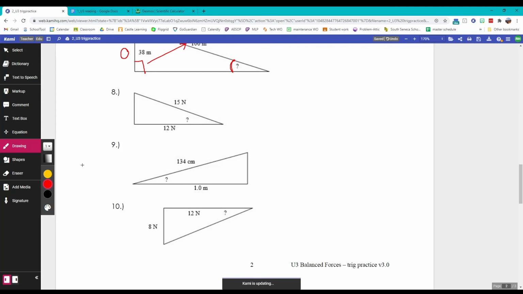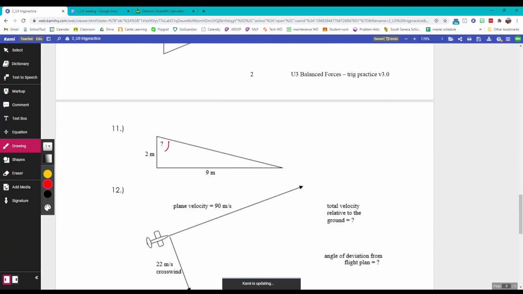Awesome. Ooh, 9 looks tricky. For this one, you have 134 centimeters and 1 meter. So make sure you can convert that to meters before you proceed. Or you could convert this to centimeters. It's your choice. And we want to find the angle. Since this is adjacent and this one's hypotenuse, we would want to use cosine. Great.